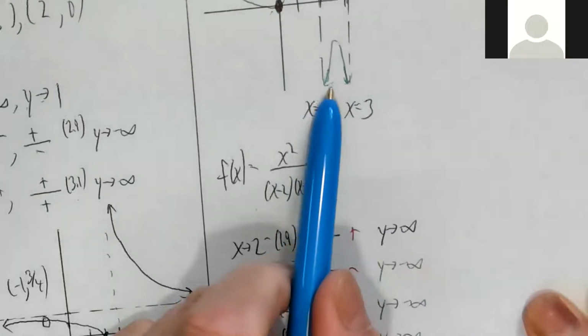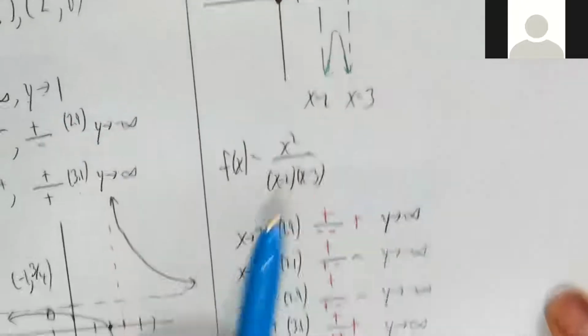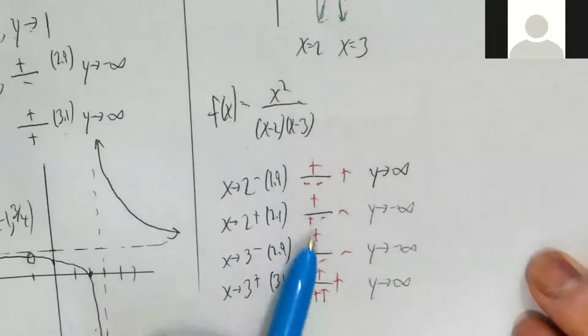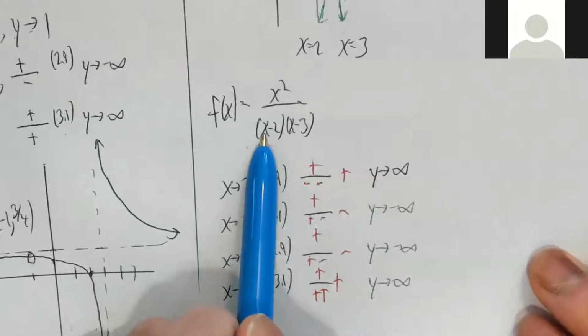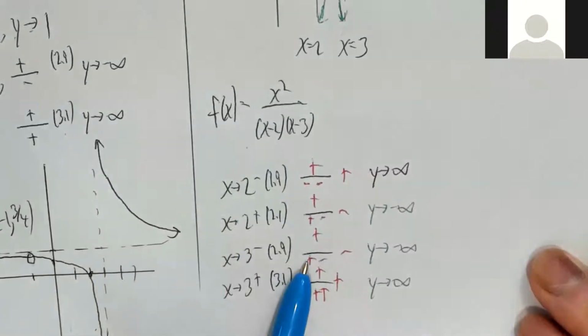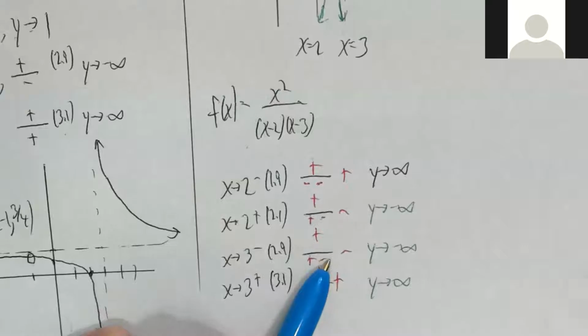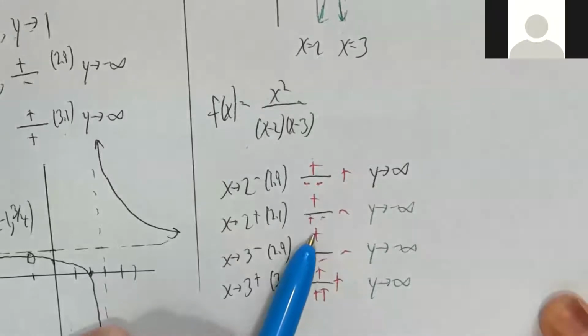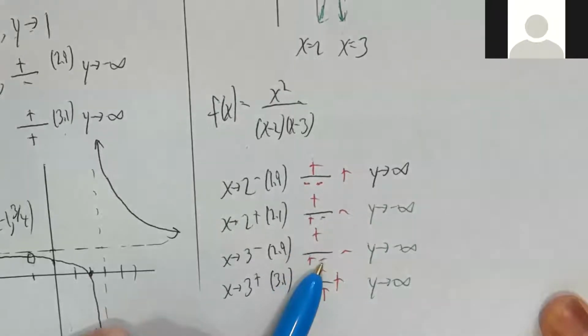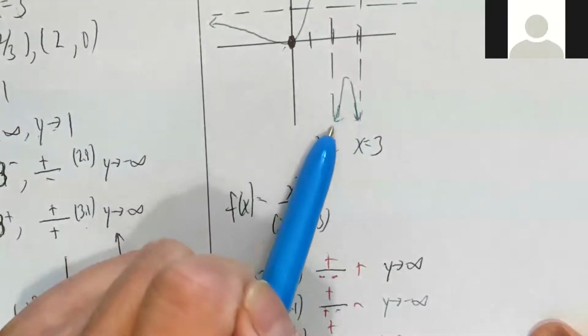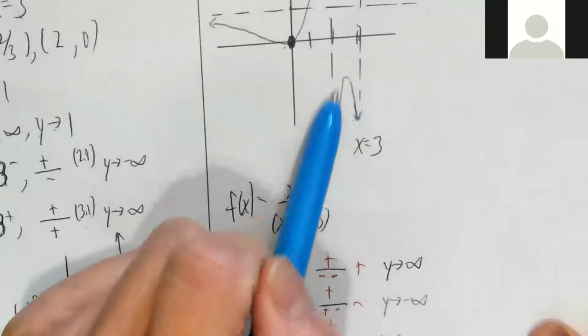And then analyze 3, a little bit to the left, 2.9. I already know the numerator is positive. 2.9 minus 2, positive. 2.9 minus 3, negative. Positive, positive, negative, 1 negative. Whole thing is negative. Y approaches negative infinity. So it goes like this, goes like that. So it must be the case where it goes up and goes down.